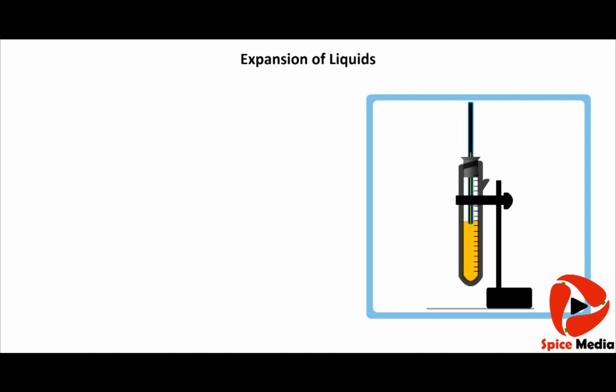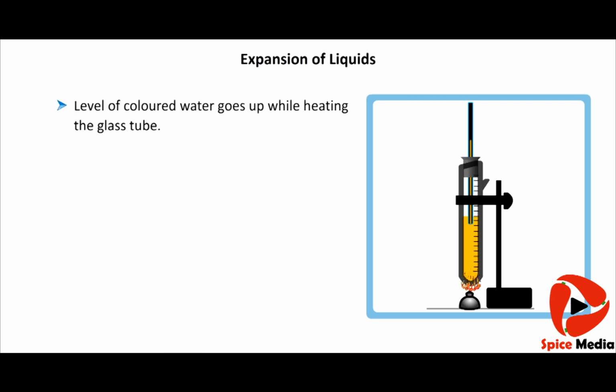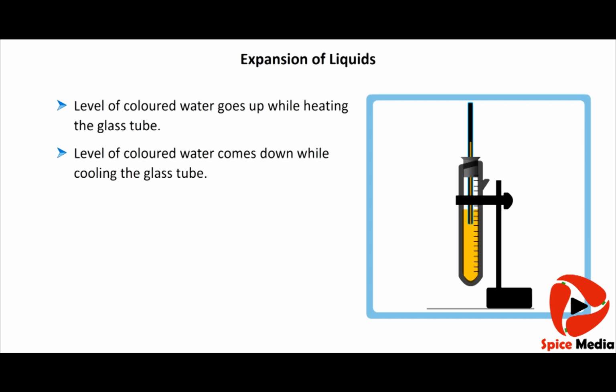Let us see the expansion of liquid due to heating. Take colored water in a glass tube. Heat the glass tube by keeping it over a Bunsen burner. The level of the colored water goes up in the capillary tube while heating the glass tube. The level of the colored water comes down while cooling. This shows that the liquid expands on heating.